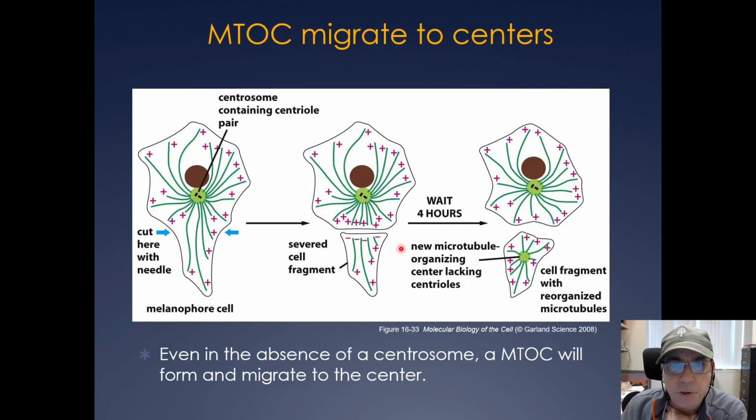Now it turns out though that you don't actually need a centrosome to have a microtubule organizing center. They can form on their own without the centrioles or the centrosome. So if you have basically a cell and you cut it across, you've got your severed cell fragment, and it turns out that the microtubule organizing center without any centrioles will actually form here and be centered in just this fraction of the cell that's there.